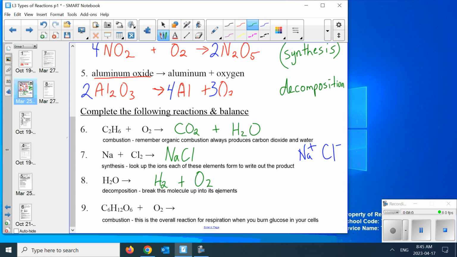And the last one, I'll leave that because it's combustion again, and it's with carbons and hydrogen. So CO2 and water, you're going to finish that. This is the overall reaction for respiration with burning glucose in your cell. So I guess I'll leave it right. This one is really easy to predict. It's hard to balance. I'm going to give you guys time to balance all of these.